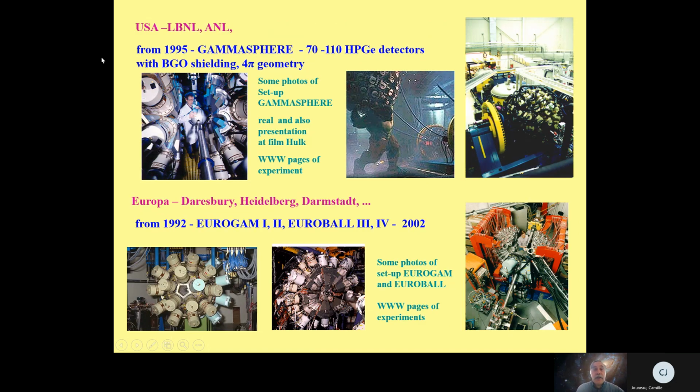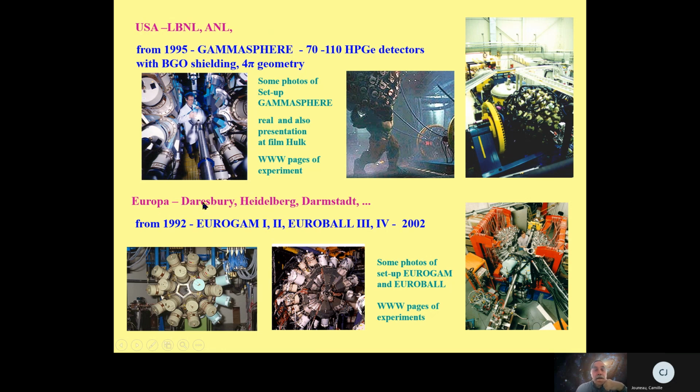Okay, there are some examples. For example, in the United States from 1995 they had Gammasphere, about 70 to 100 germanium detectors with BGO shielding, and as I said, 4 pi geometry. Just for interest, such detectors were also presented in the film Hulk, this science fiction or fantasy movie.